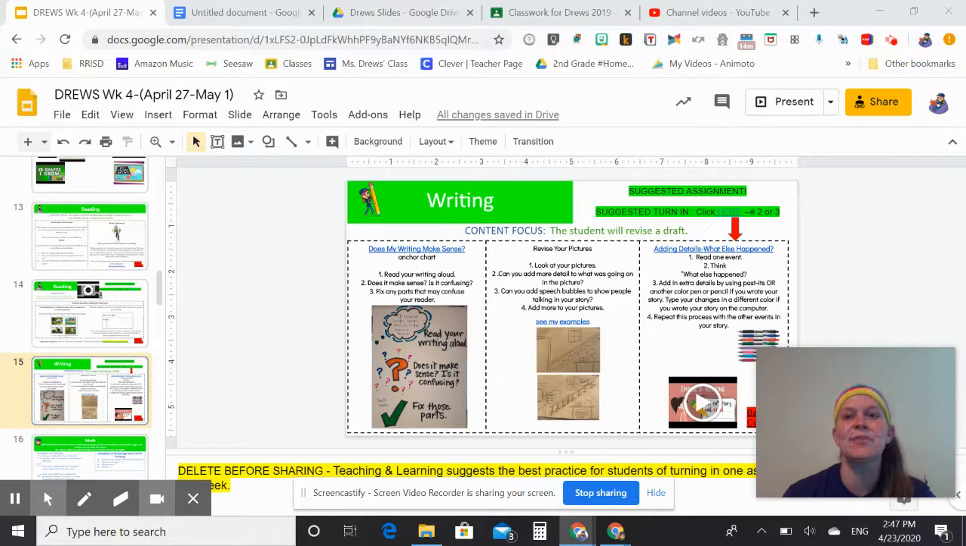So your suggested writing assignment this week is to revise. Remember, when you think of the steps of writing, yes, you kind of go in order sometimes, but it's okay to go back and forth, okay? But we usually spend one week at a time on each step. So we spent a week on planning, we spent a week on drafting last week, and then this week, we're going to work on revising. How can I take that same story that I've been working on the last few weeks to make it better?